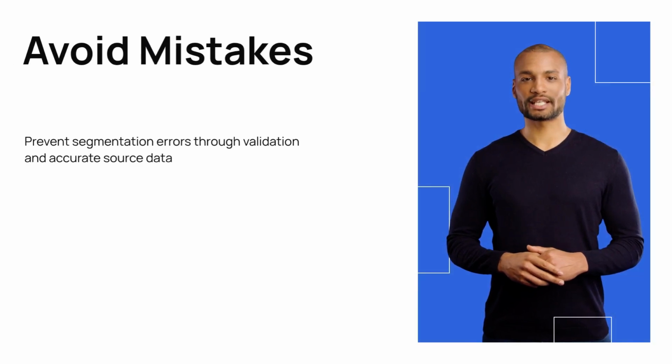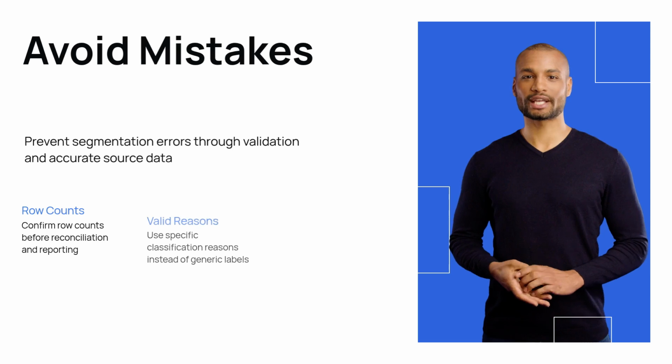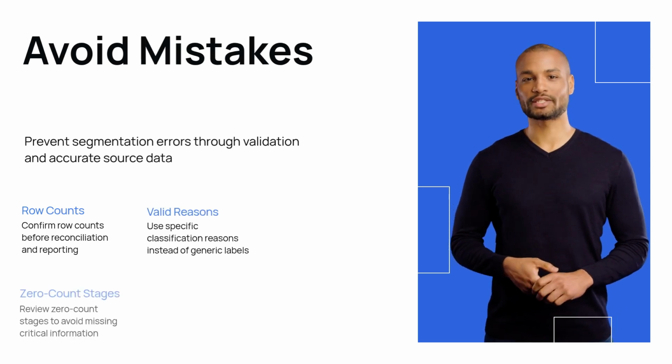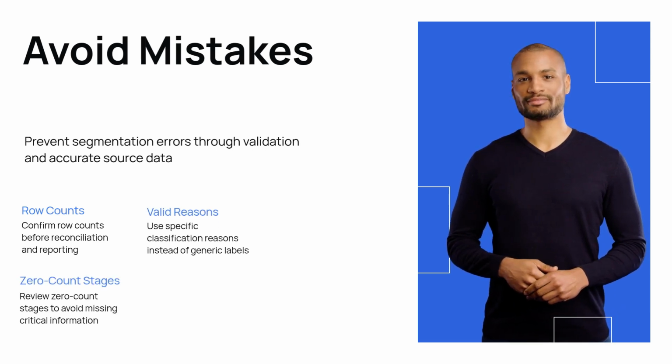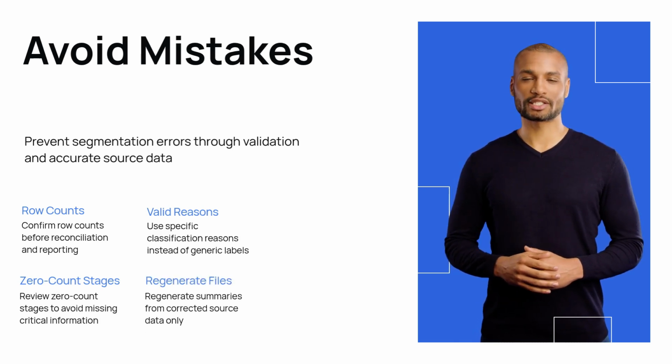Avoid 4 key mistakes in segmentation. Skipping row count confirmation leads to reconciliation issues. Generic reasons are not acceptable. Omitting 0 count stages hides important information. Never patch summaries by hand. Regenerate from corrected sources.